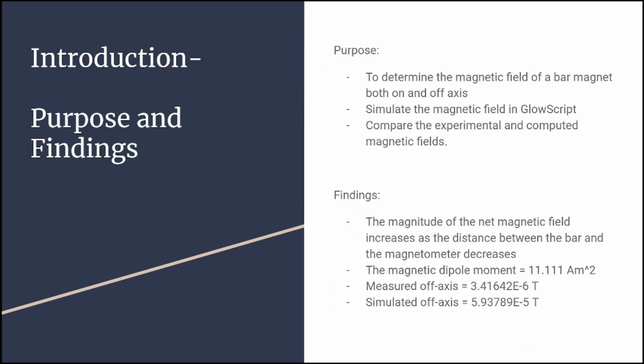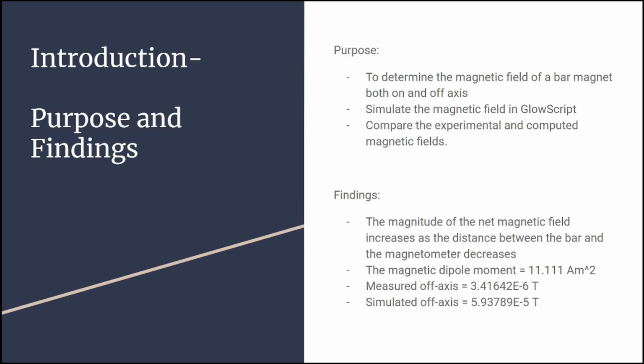So, the purpose of this experiment was to determine the magnetic field of a bar magnet both on and off axis. We then take those experimental values and translate them into GlowScript to find simulated values. Then we compare those two and see how much of a difference we get.